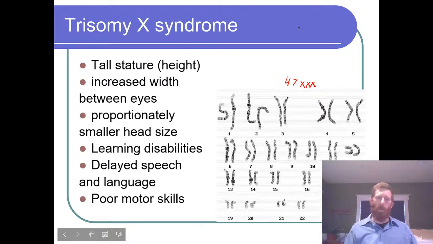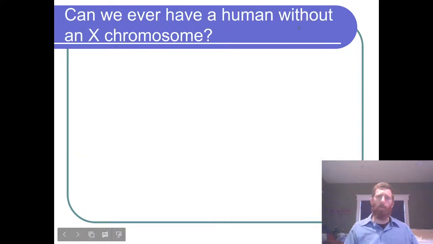Poor motor skills. So motor skills are like fine motor control or fine movement. So if you have really good handwriting, you have really good fine motor skills. If it looks like you're writing with your feet, then you have poor motor skills, kind of like my handwriting is sometimes. So people with trisomy X, not all of them have poor motor skills, but some of them, most of them can't do that.